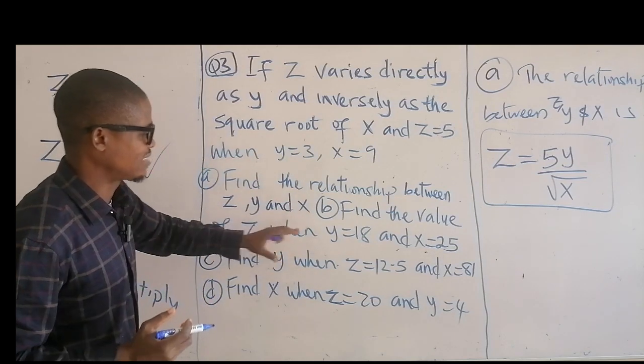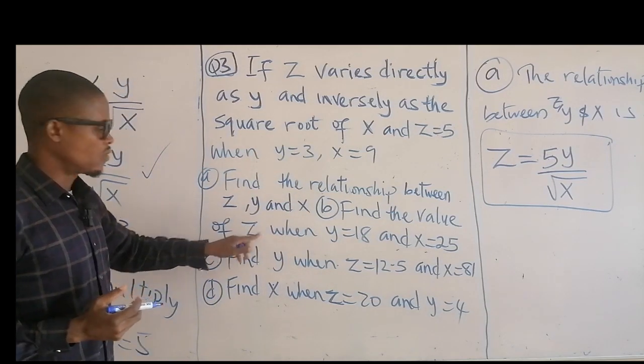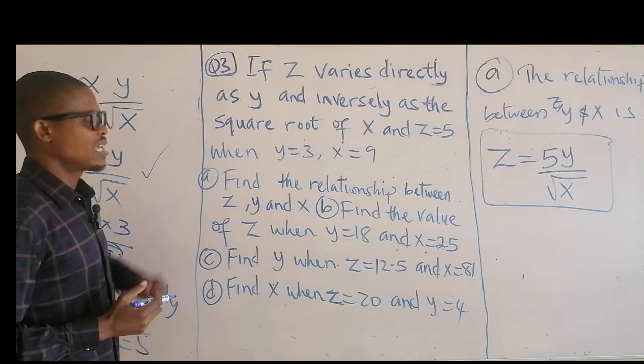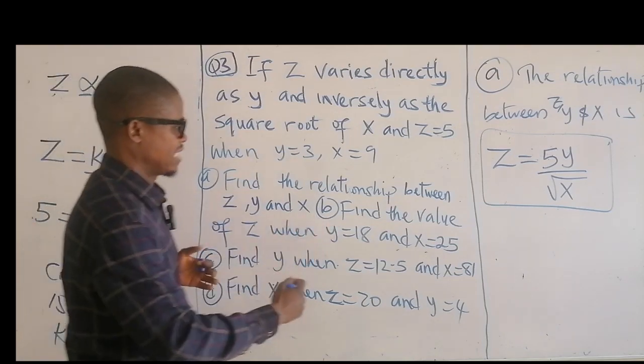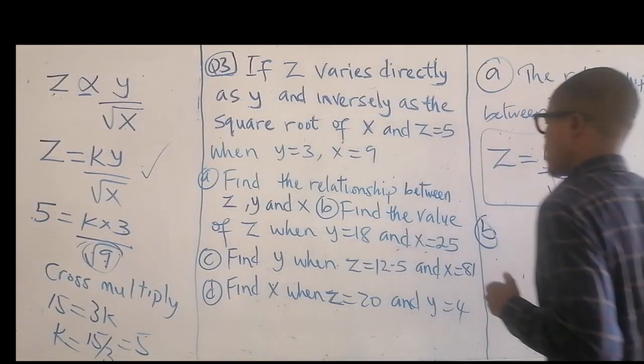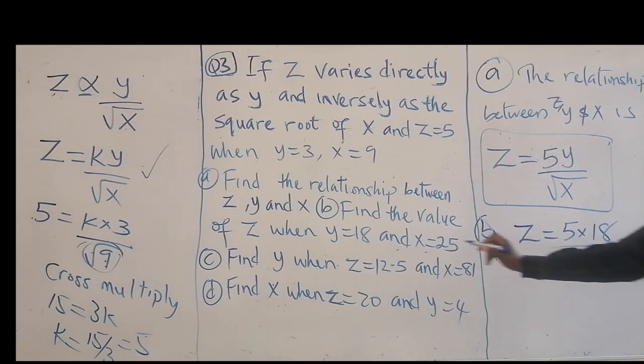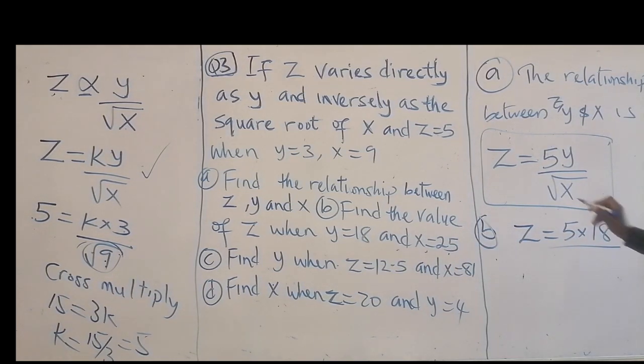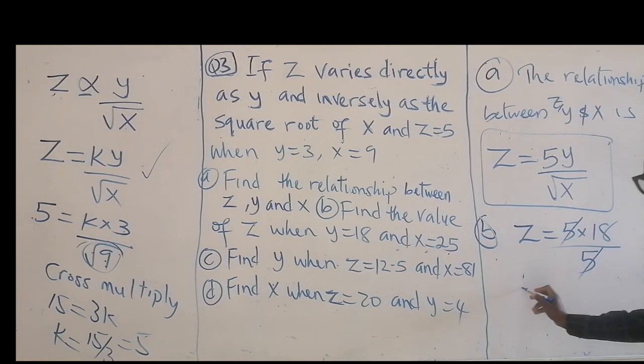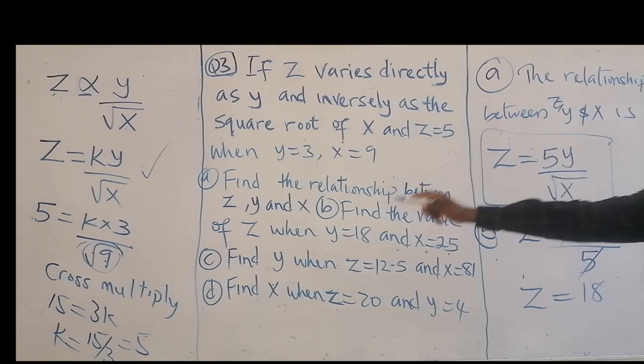Okay, the second part is find the value of z when y is 18 and x is 25. Let's do that. So B part now, we are looking for z value, and that will be 5 times my y, which is 18, all over my x, which is 25. So square root of 25, that's a 5. So this and this will cancel, and z is equal to 18. So the B part is done.